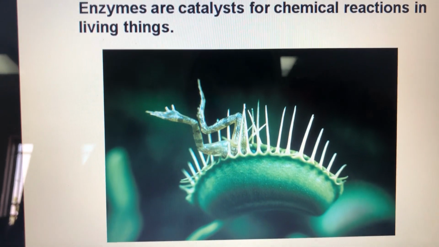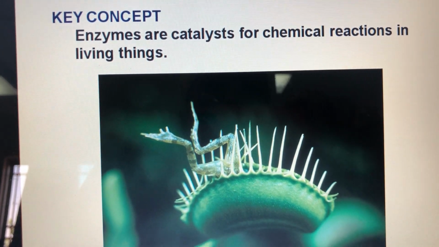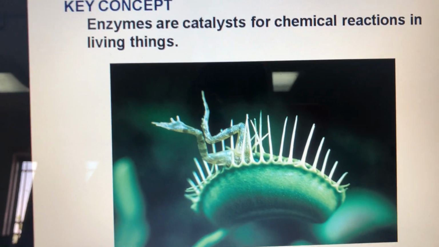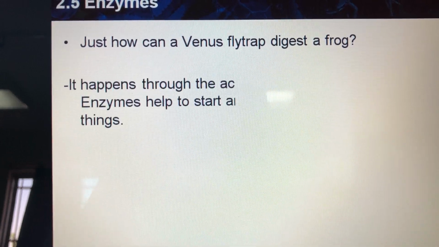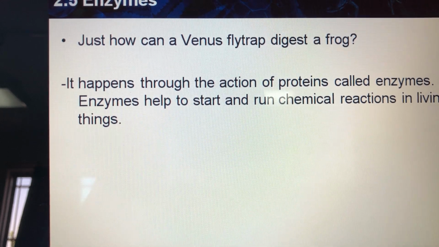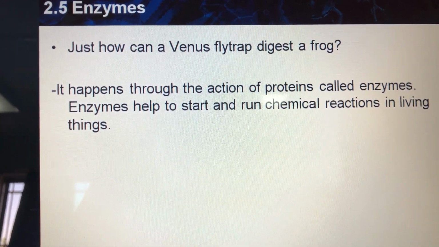As you see here in the figure, it's a plant called Venus flytrap. It can digest insects and animals like frogs. How does this happen? Just how can a Venus flytrap digest a frog? It happens through the action of proteins called enzymes. So enzymes help to start and run chemical reactions in living things.